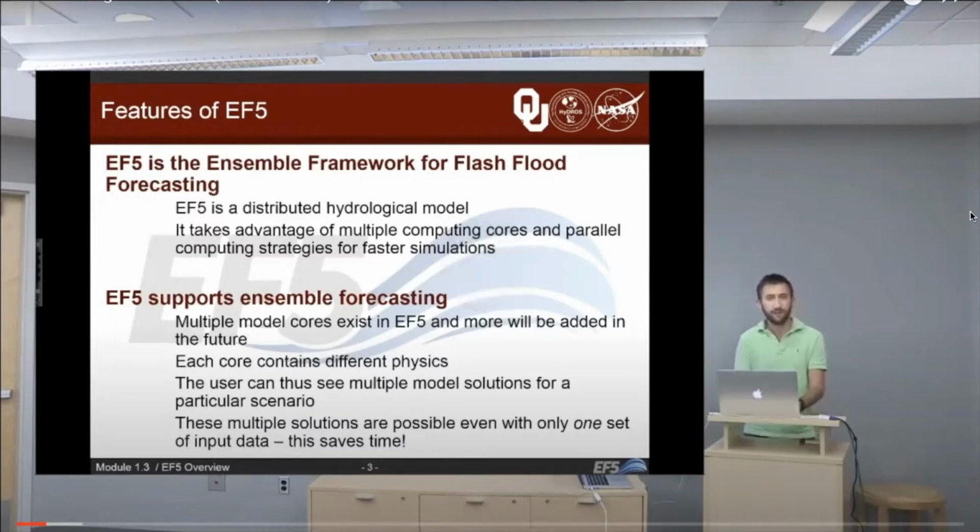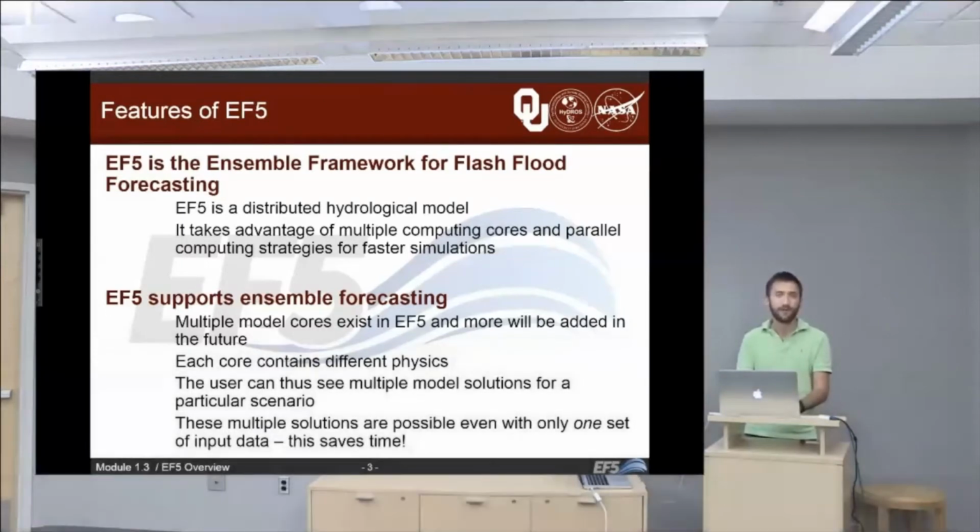Each core contains slightly different physics, so it models different processes inherent in hydrology in slightly different ways, and that results in different scenarios or different solutions for a particular set of input data.